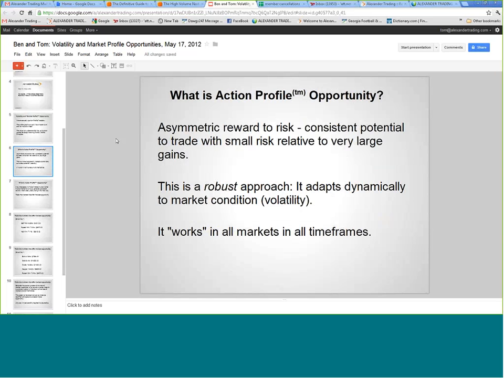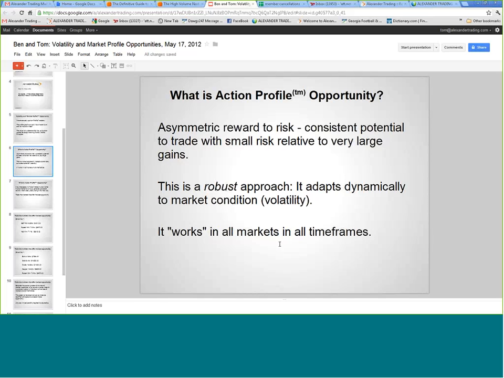It adapts dynamically to market conditions. It's not a rote, systematic red light, green light approach. Those approaches, systems, invariably blow up because volatility changes. This adapts dynamically to volatility, and it works, quote unquote, in all markets and all time frames.